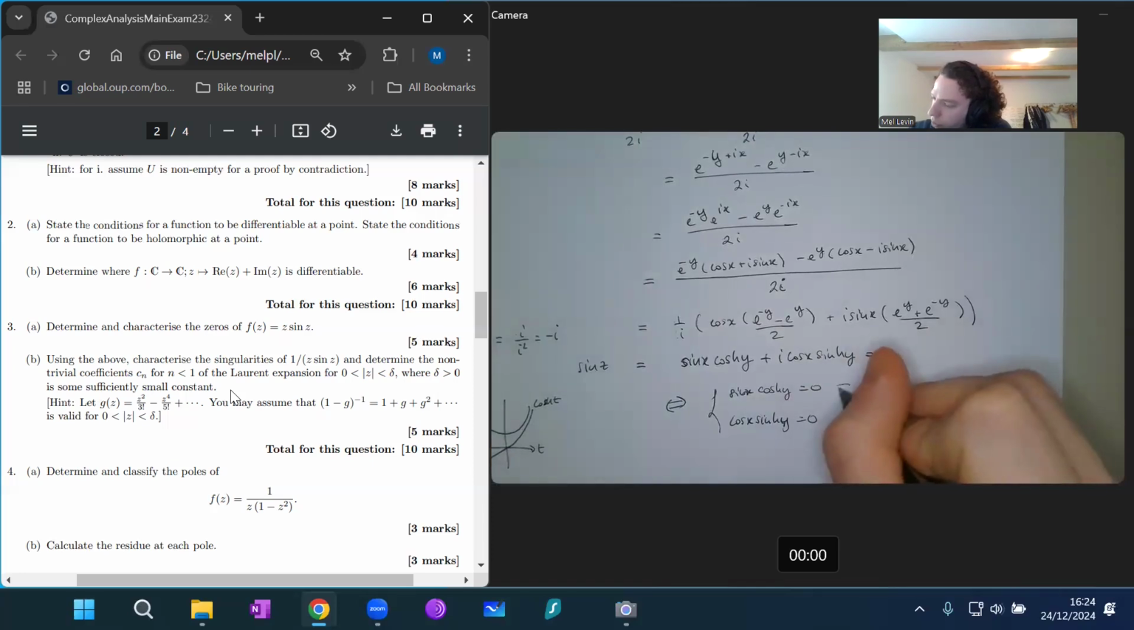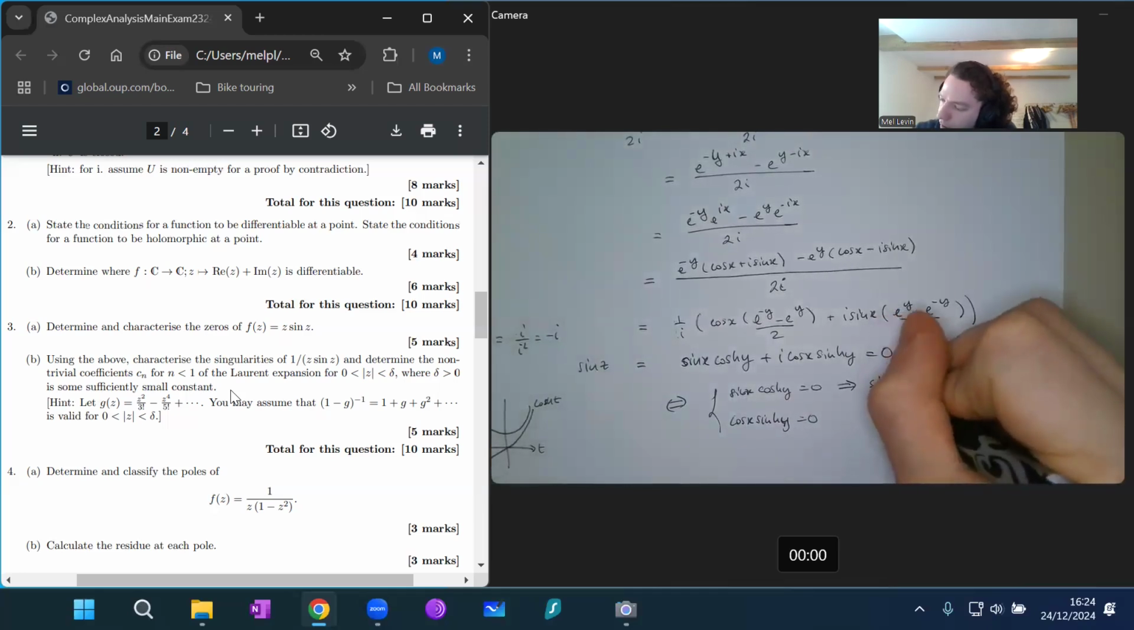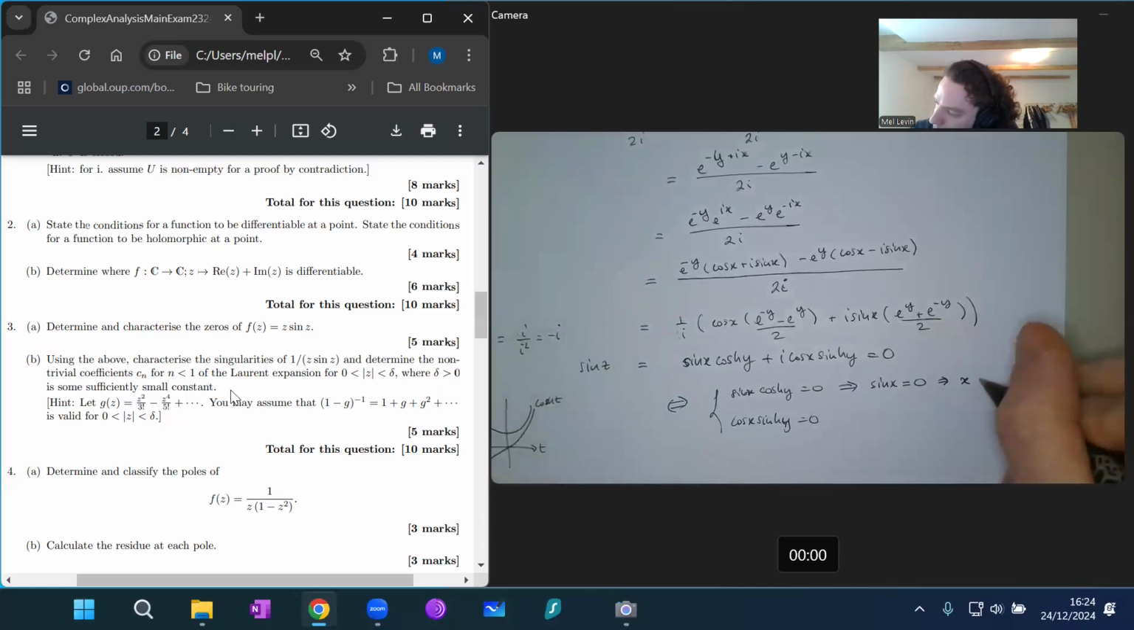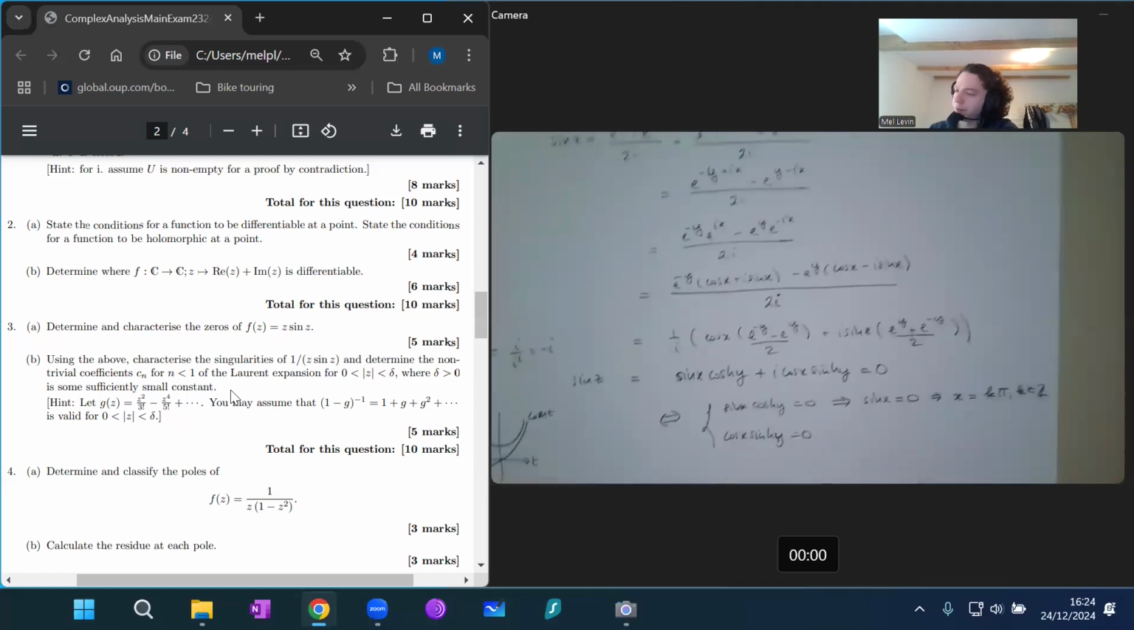Right. So this first expression, or this first condition, is asking for sine x to be equal to 0. It needs to be, right? Since cos y is never 0. And so we need x to be equal to a multiple of pi as above there.